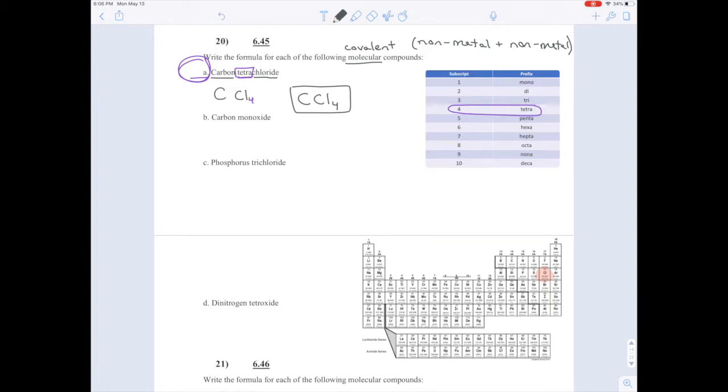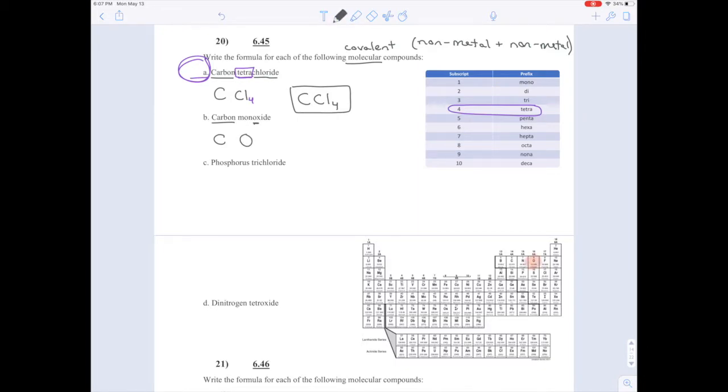Okay, let's try B. First let's write the elements, then we'll worry about the prefixes. Carbon is in the top right of the periodic table. It has the symbol C. Ox is referring to oxygen. Oxygen is in the top right of the periodic table. It has the symbol O.